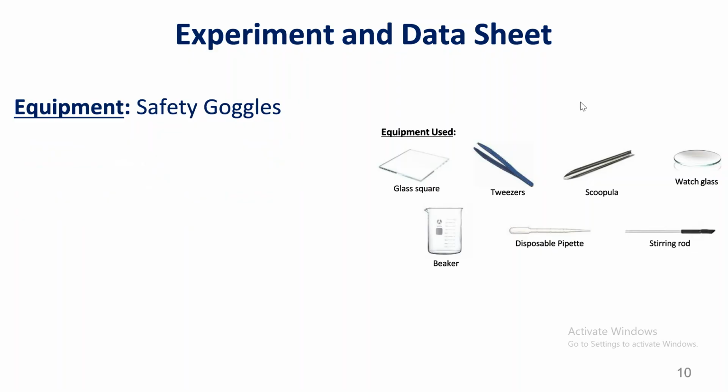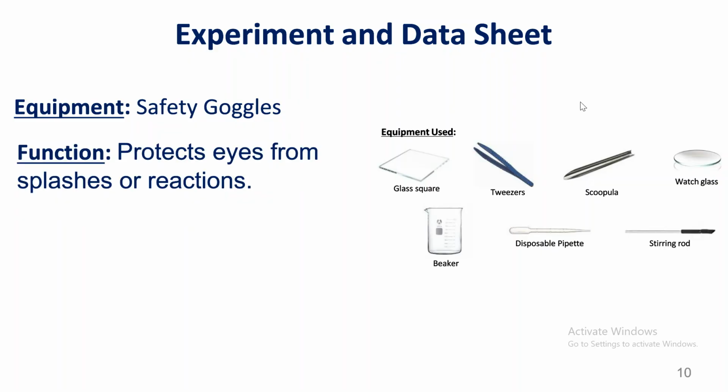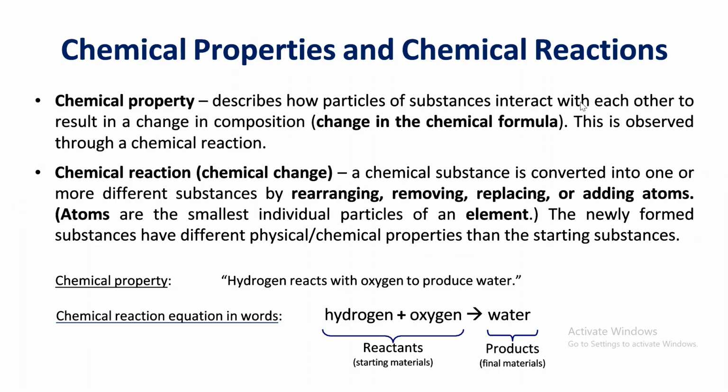Safety goggles. The safety goggles are used to protect the eyes from splashes or reactions. So make sure you write all this equipment and their functions. You can pause the video to make sure you have all this safety equipment and their functions listed on your lab report. Let's talk about the theory behind today's lab.